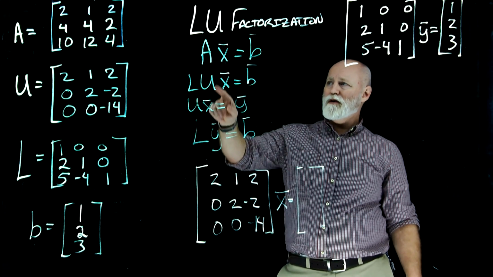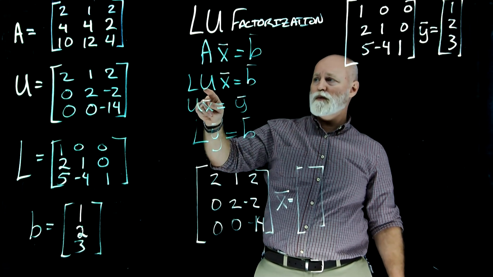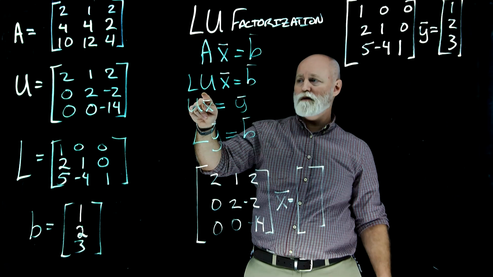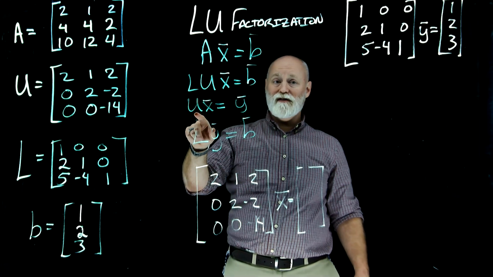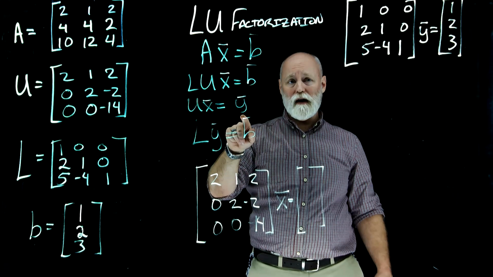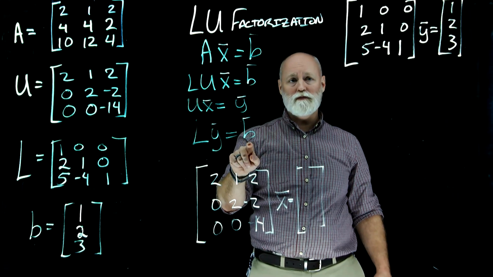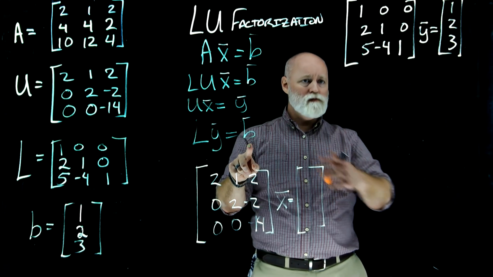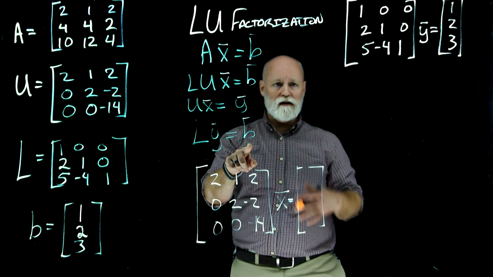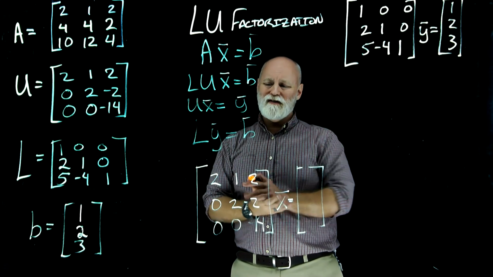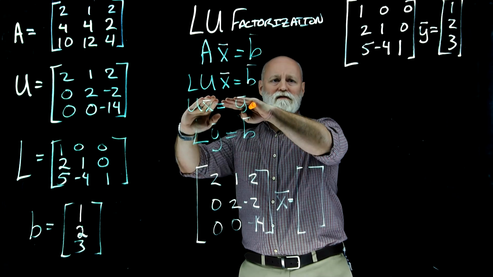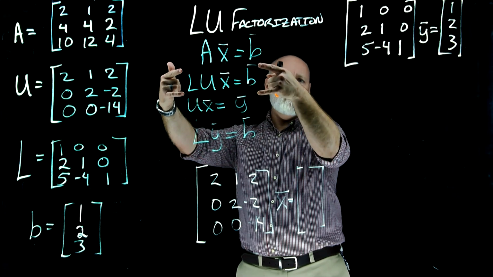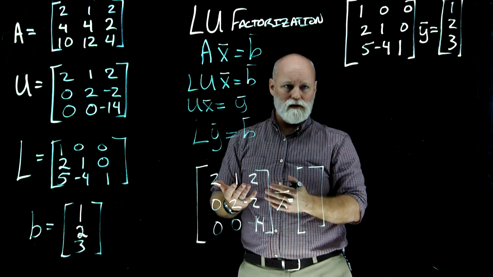Now, since we already know that A is equal to LU, we can replace A with LU, so LUX gives us B. If we say that UX gives us Y, then LY would give us B. Now, that's a lot right there. You may need to stop, rewind, and go back over that again. But here's the idea behind it. This is a lot to deal with, so how do we deal with it?